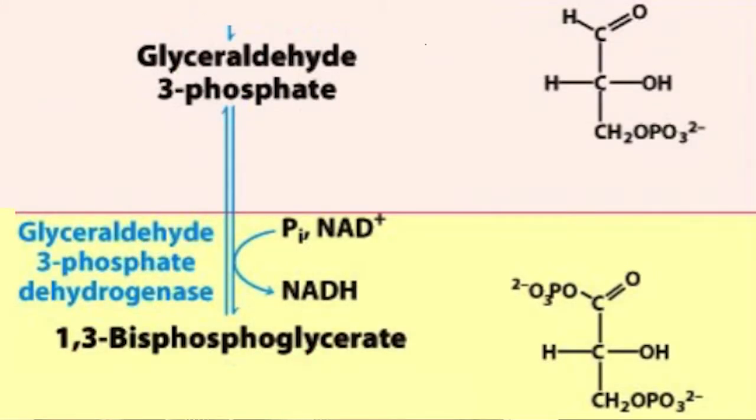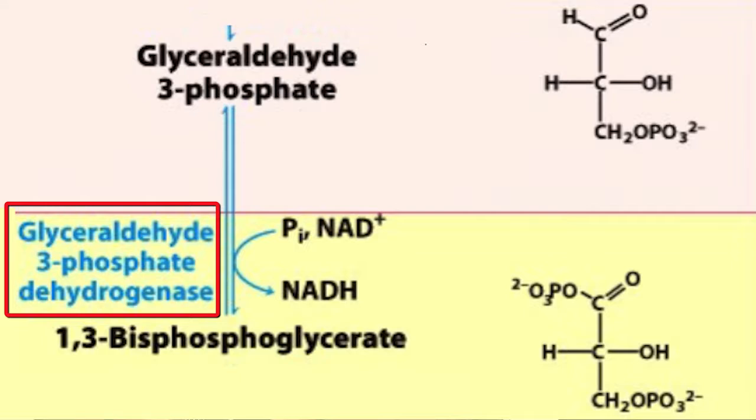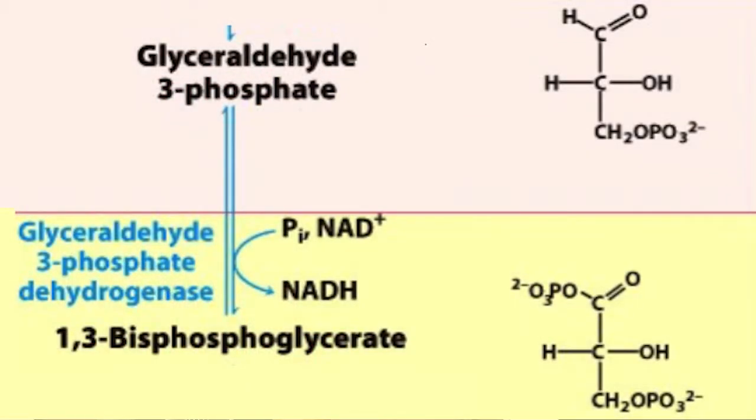And so glyceraldehyde 3-phosphate gets turned into 1,3-bisphosphoglycerate through glyceraldehyde 3-phosphate dehydrogenase. Remember, when you see a dehydrogenase, you should always expect NADH or FADH2, which is exactly what we see in this step. When glyceraldehyde 3-phosphate gets turned into 1,3-bisphosphoglycerate, what we see is NAD+ being charged into NADH.